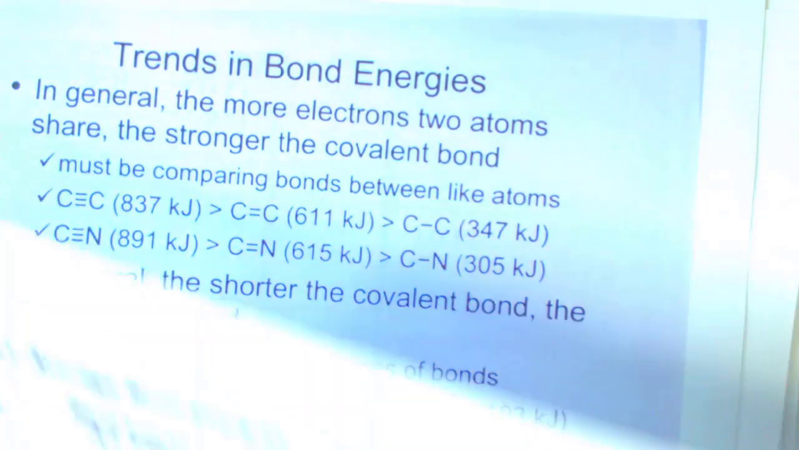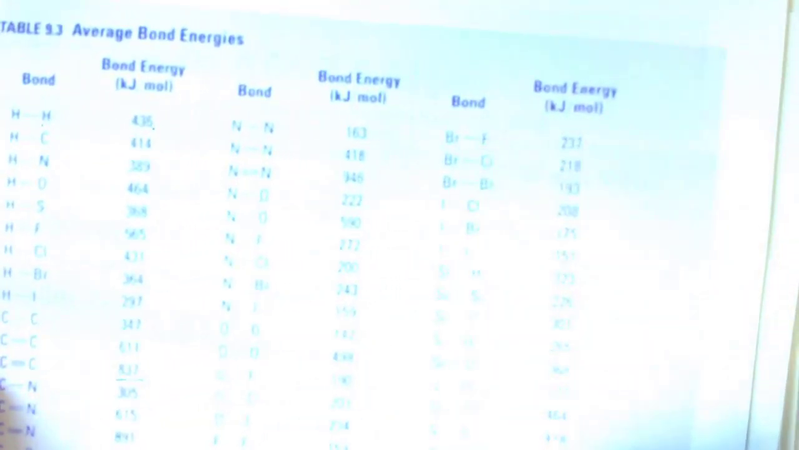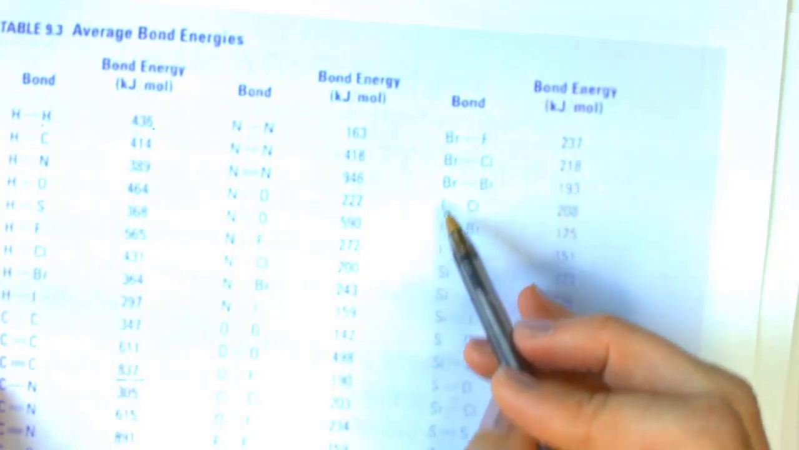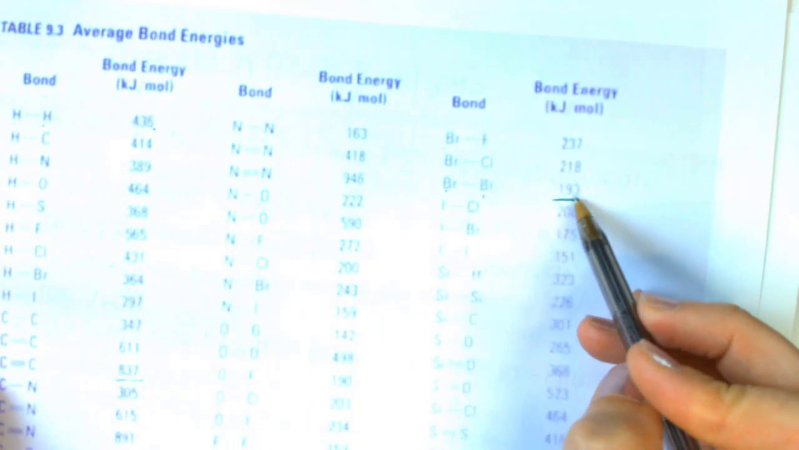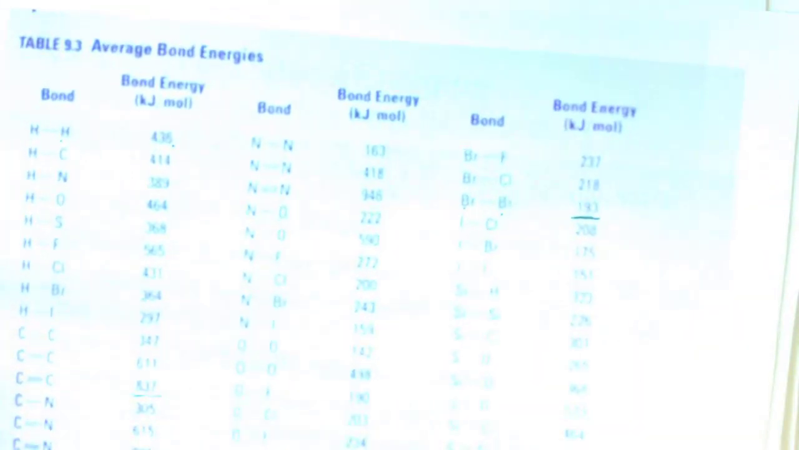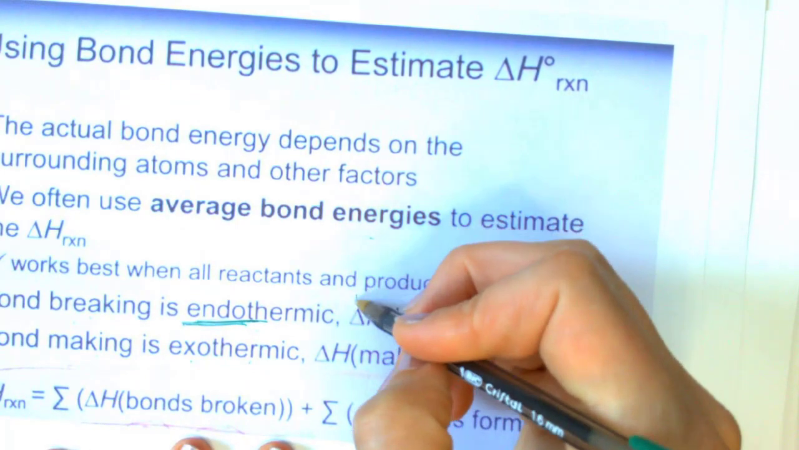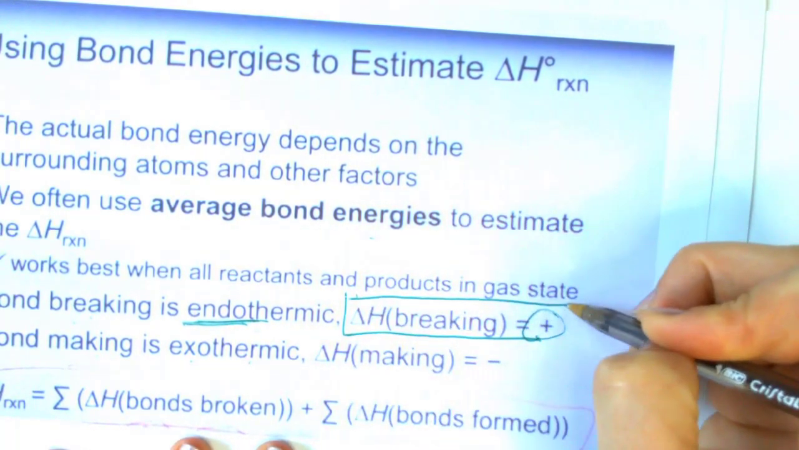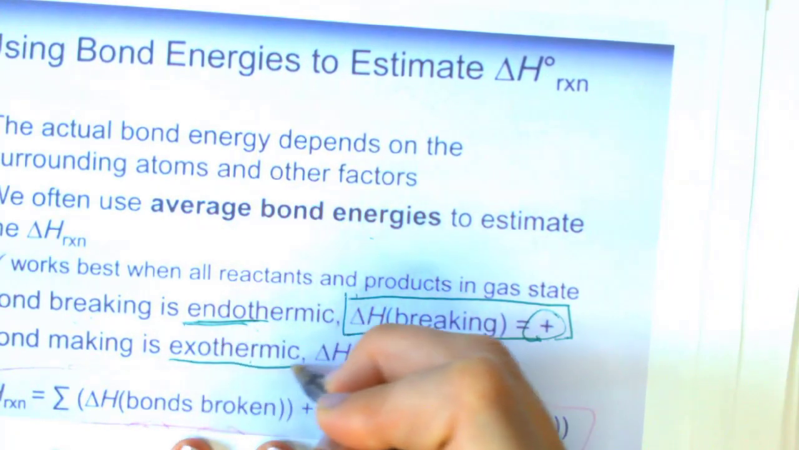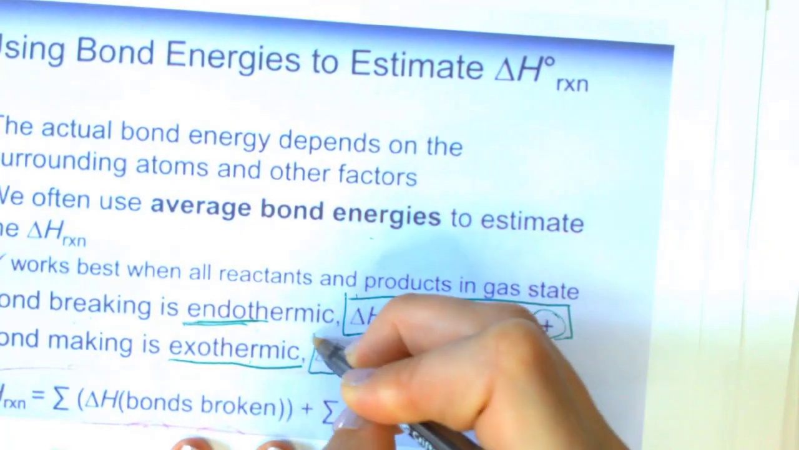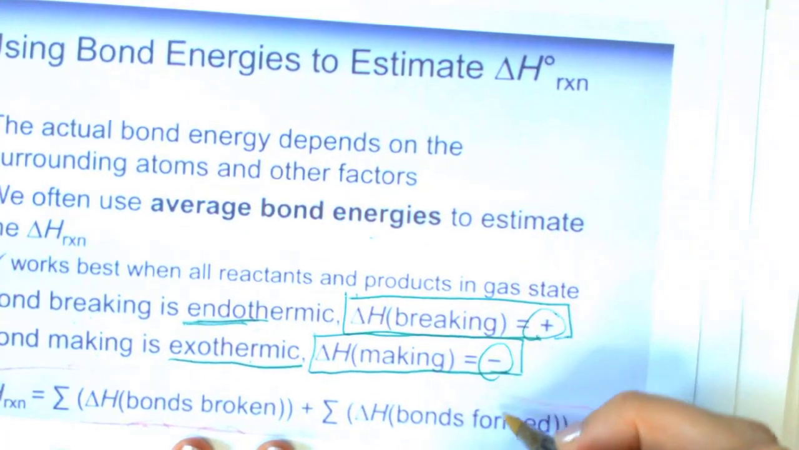So all of these bond breakings, we would again just look them up. To break a bromine-bromine bond takes an average of about 193 kilojoules for 1 mole. So endothermic, this is really important. Endothermic, bonds breaking, positive. Exothermic means bond making, and it releases energy.